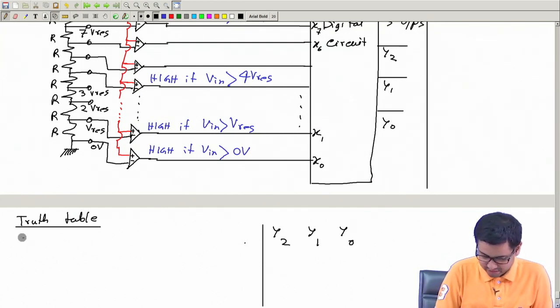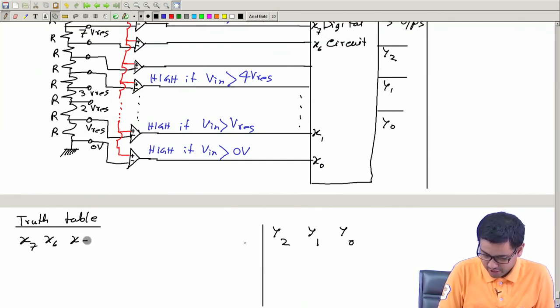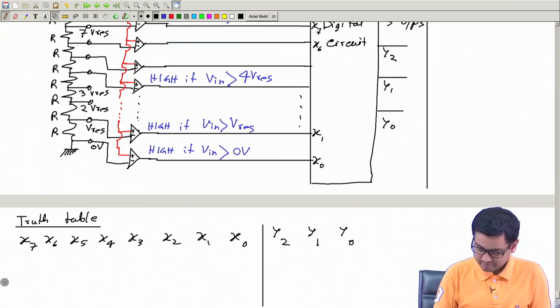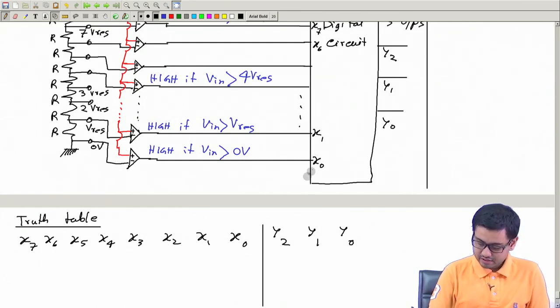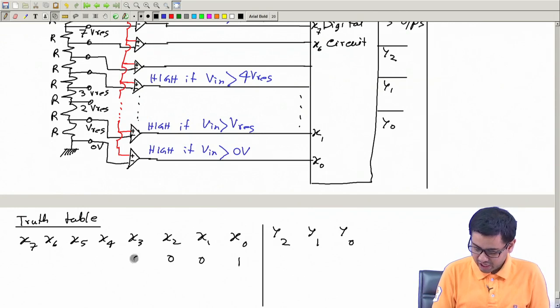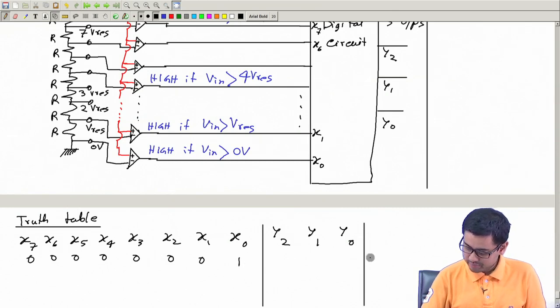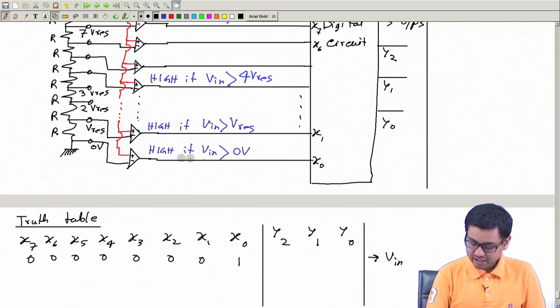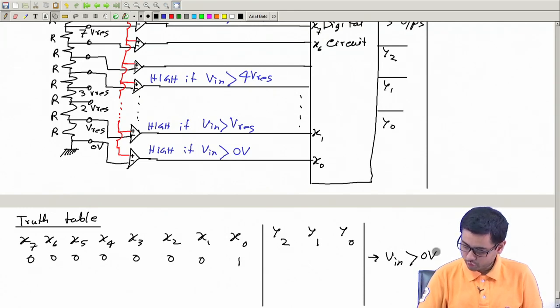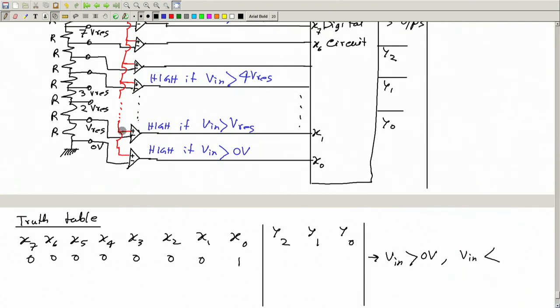x7, x6, x5, x4, x3, x2, x1, x0. And say the input is such that x0 is 1, and the rest of these are 0. So this actually means that the input voltage V in is greater than 0 volt, but V in is less than this V resolution.